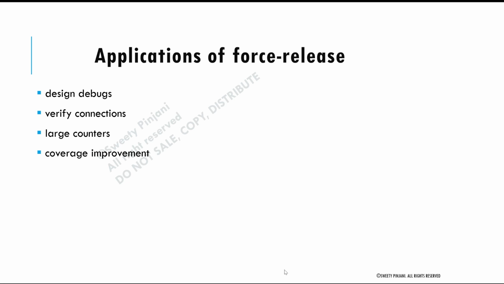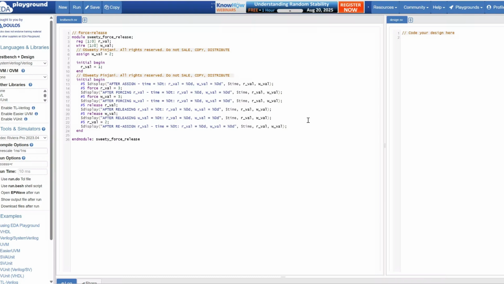Now we will see a coding example of force release. I have taken a 2-bit register and a 2-bit wire. The wire is getting assigned the value 2 in the continuous assignment statement, assign. And the register we are assigning in the initial block. In another initial block, we are displaying whatever values were assigned. We are forcing the register to 3, displaying, forcing the wire to 3, displaying, releasing the register, displaying, releasing the wire, displaying. Then we are assigning the register another value and displaying.